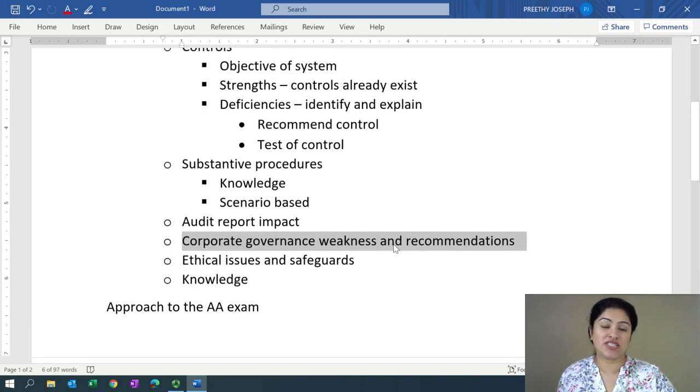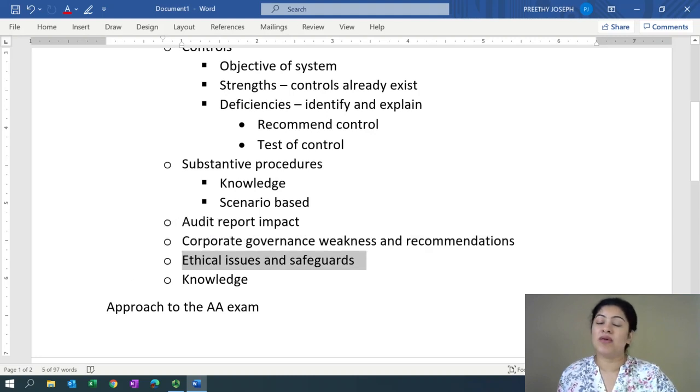Like the topics that we just discussed, those are assured to come in the exam. But when we talk about corporate governance weaknesses and recommendations, it may not be there. Same goes with ethical issues and safeguards. Maybe they may not be there. But it doesn't mean that the examiner cannot test you on these topics in Section A of the paper. If it doesn't test you in Section B, for sure it'll be there in Section A of the paper. So it'll be there somewhere, but I'm just focusing on Section B of the paper.